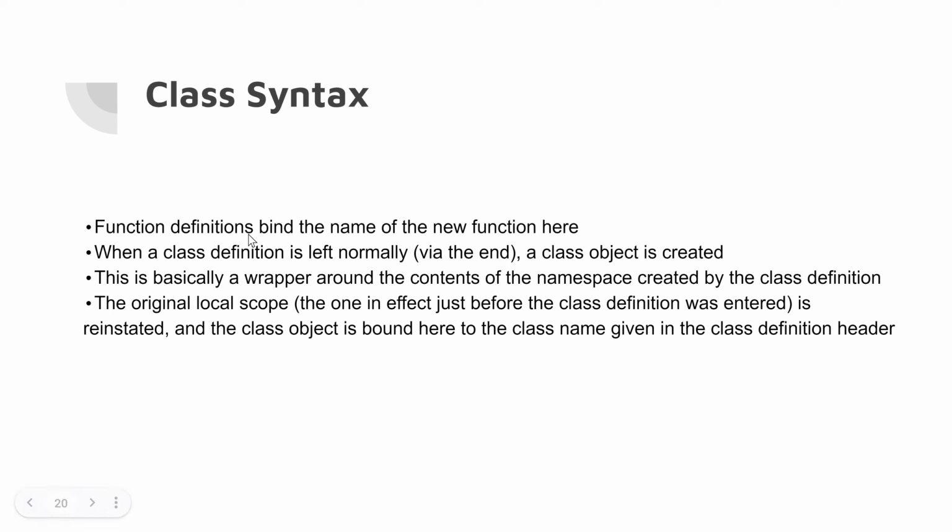Class syntax. When a class definition is left normally, via the end, a class object is created. This is basically a wrapper around the contents of the namespace created by the class definition. The original local scope, the one in effect just before the class was defined, is reinstated, and the class object is bound here to the class name given in the class definition header.